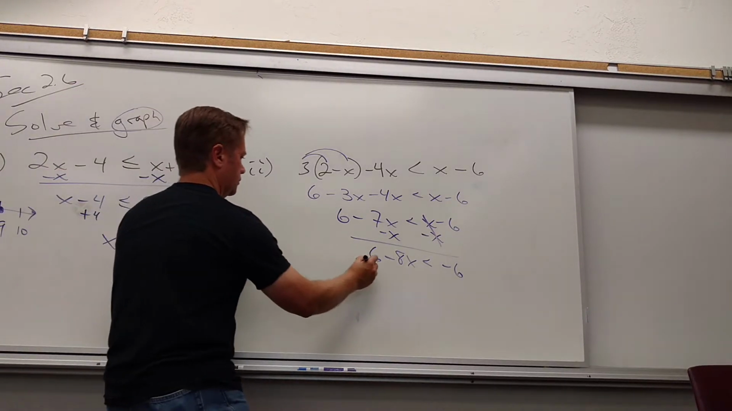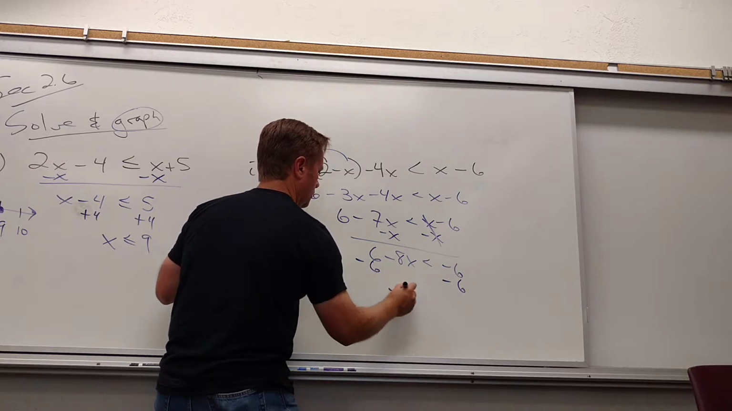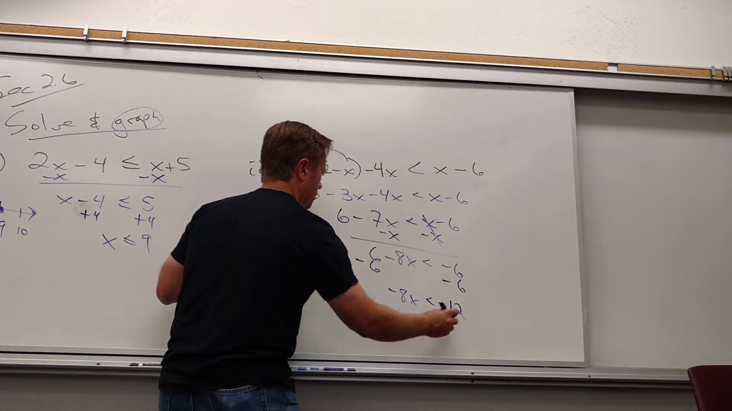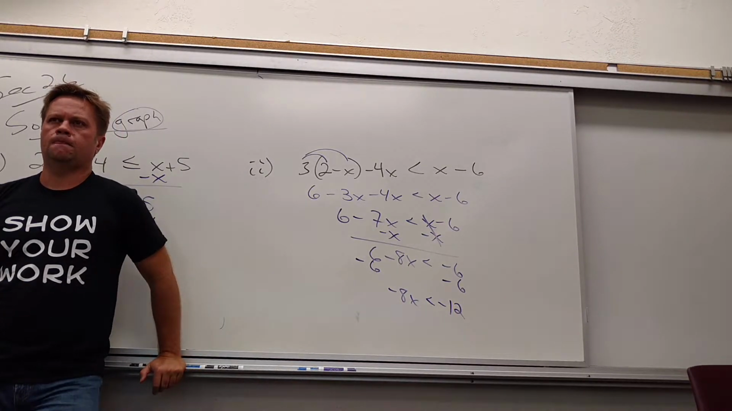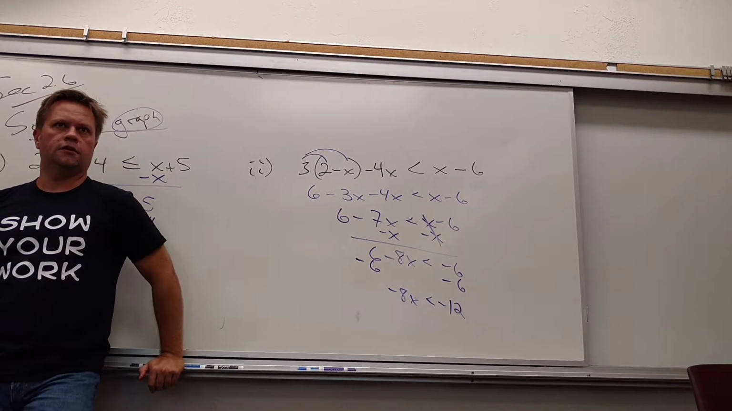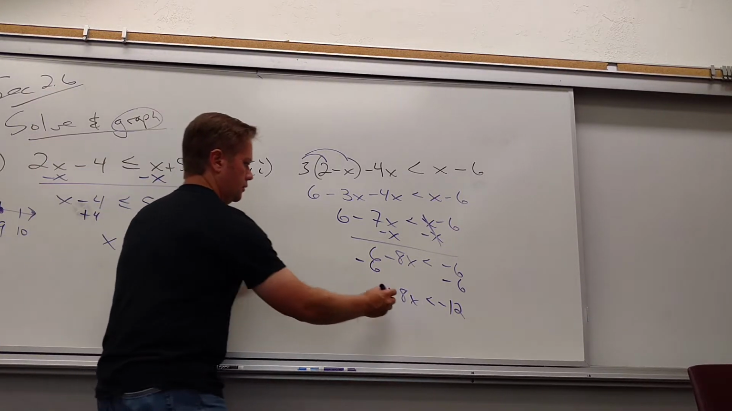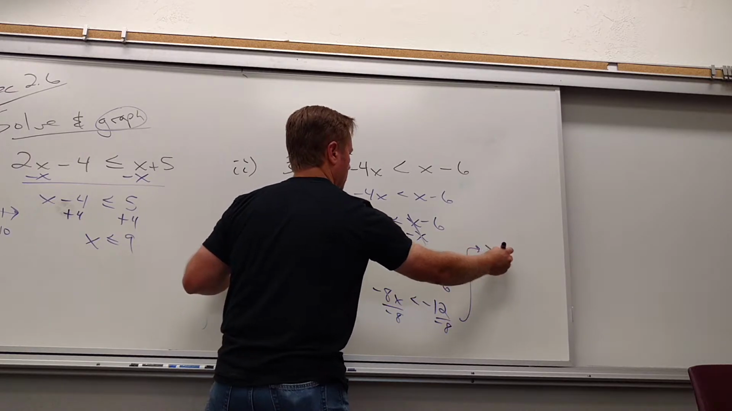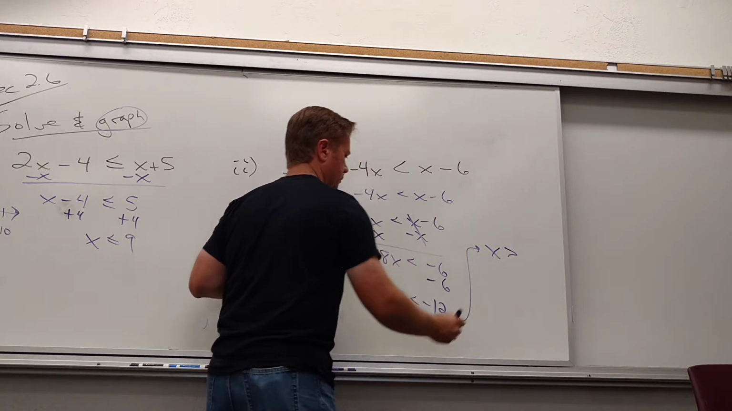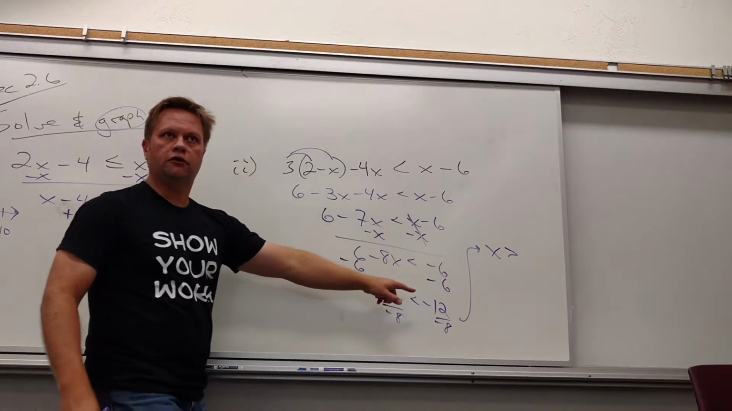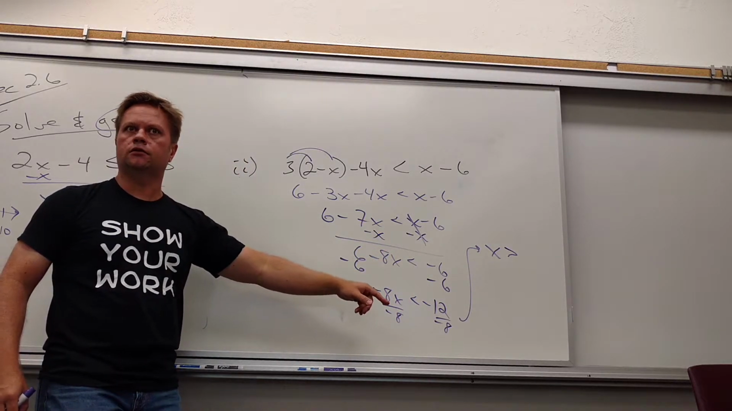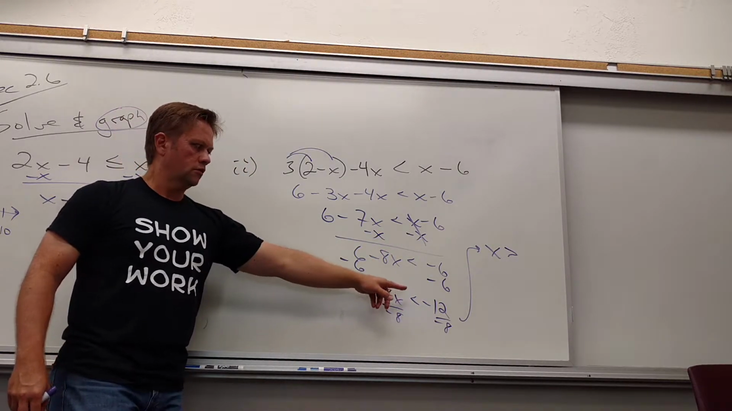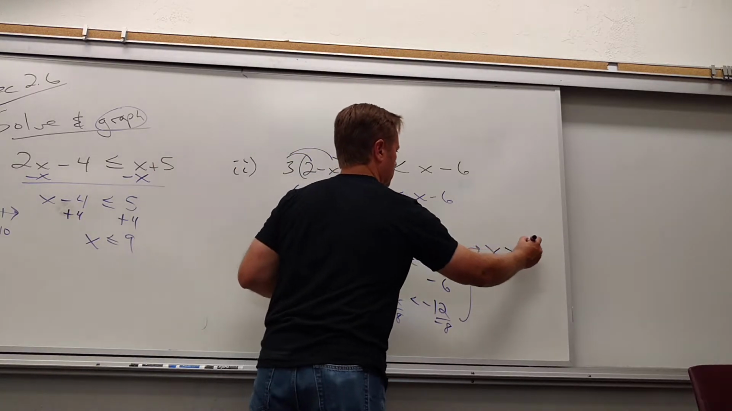Subtract 6. And then divide by negative, so what's got to happen? Good, it's got to flip. And then if you reduce 12 over 8, the negatives, of course, cancel. Yeah, 3 over 2. I like it.